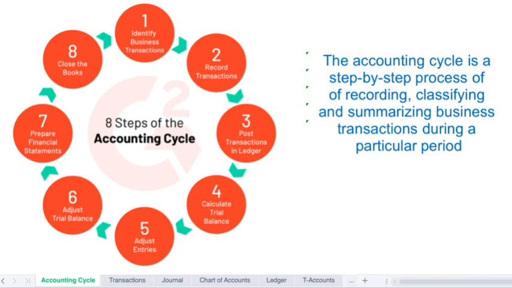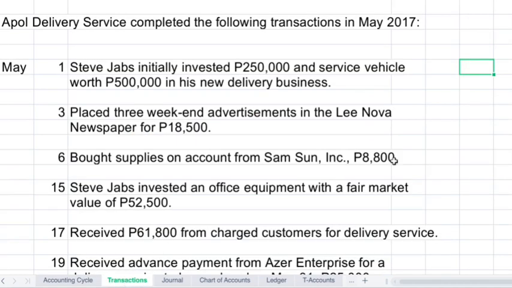Seventh, we will prepare the financial statements. And as you all know, this is the product of the accounting process. And lastly, we will close the books. All right, so that is the 8 steps of the accounting cycle. In FABM1, we will only have the first 4 steps. Okay? So we only go until the trial balance. All right. So let's go to the transactions.